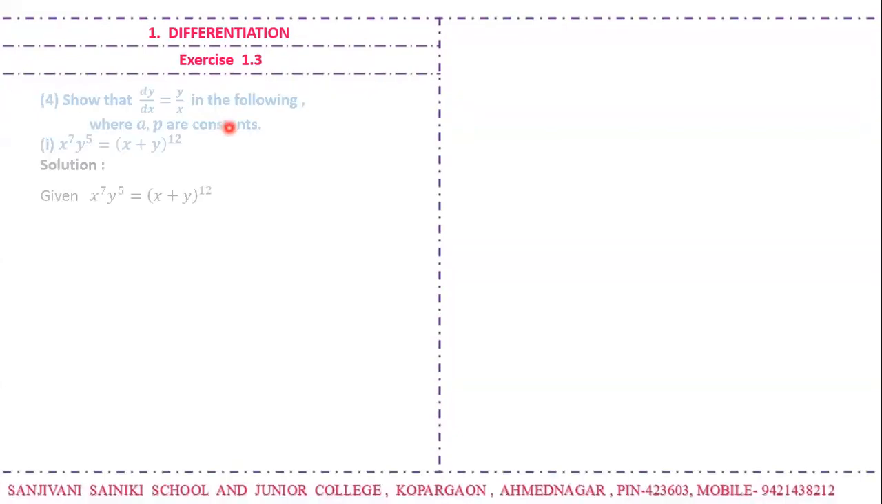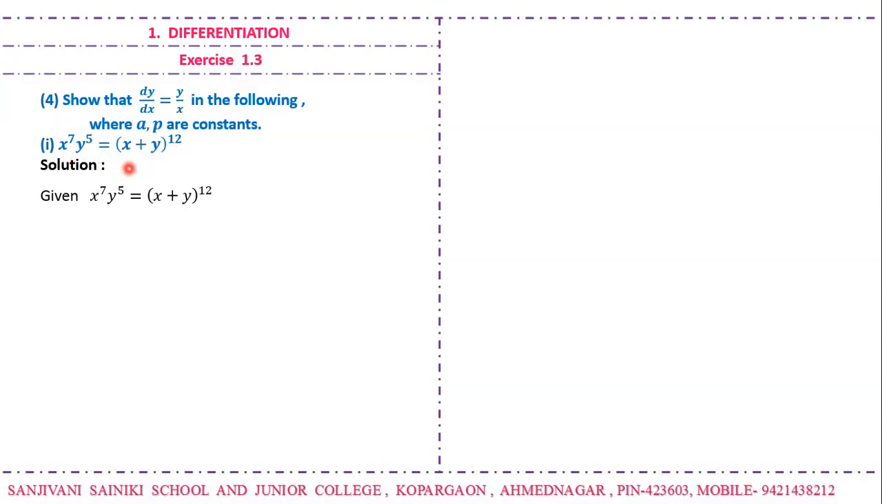Differentiation exercise 1.3. We'll solve some of the remaining examples. Now show that dy by dx is y by x in the following, where a and p are constants. x raised to 7, y raised to 5 is equal to (x plus y) raised to 12.